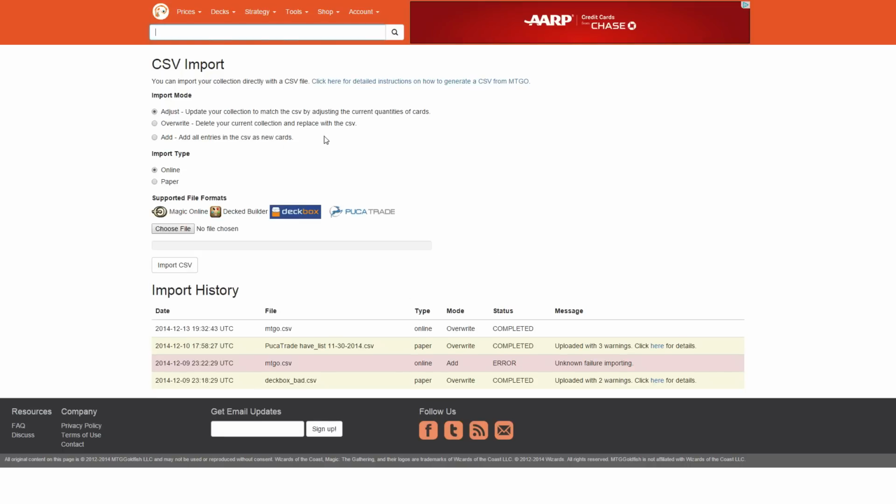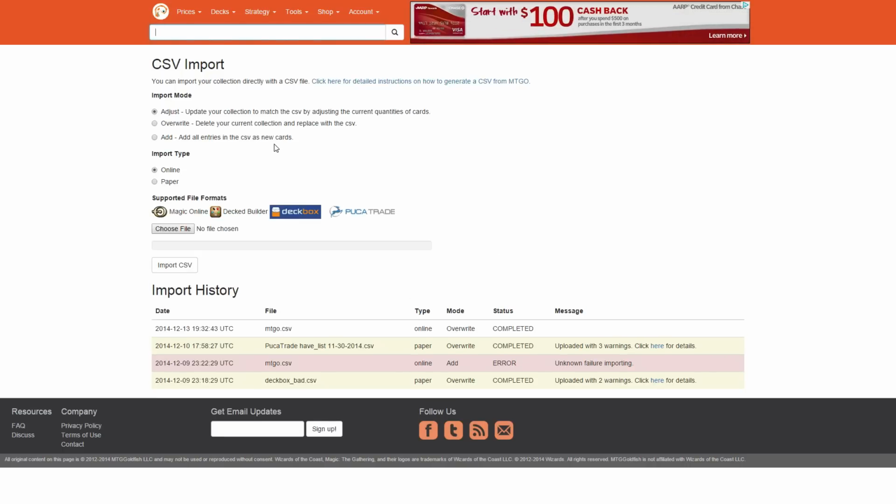And once you're in here, you can upload a CSV from one of your favorite programs. So we support Magic Online CSVs, Deckbox, and Pucatrade. So you basically just choose a file and upload it, and then your collection will be held in Goldfish, and then we can use that to help find decks in SuperBrew.